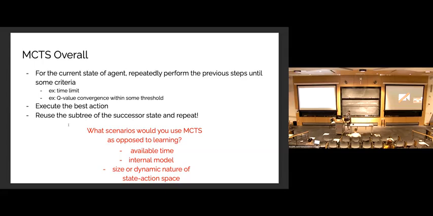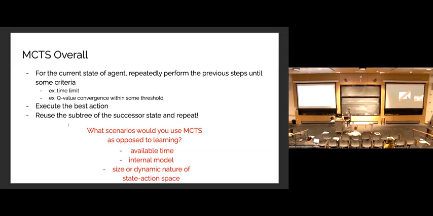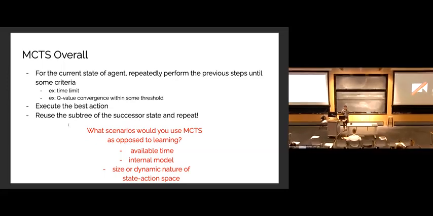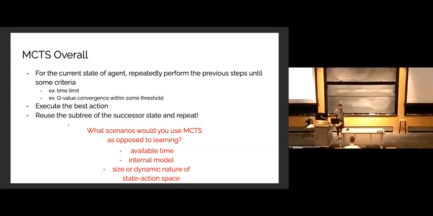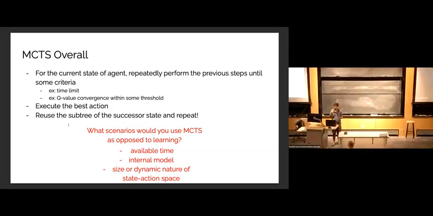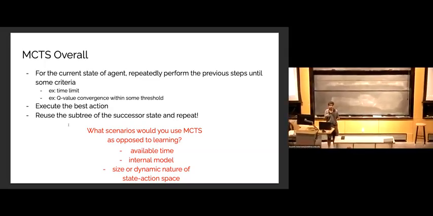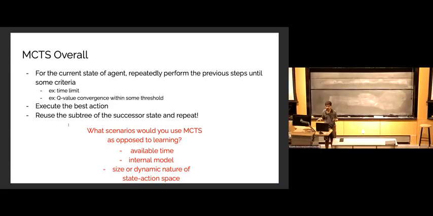So one optimization you can do to MCTS is for each state, rather than simply recreating the tree after performing a single action, you reuse that subpart of the tree after executing that action in the real environment. And so you don't have to regenerate that tree from scratch. Does this make sense?